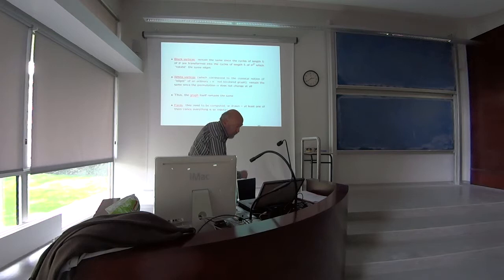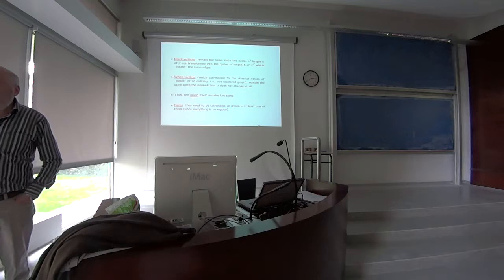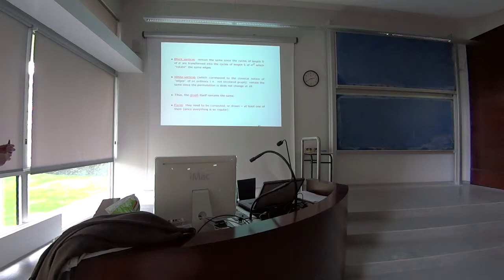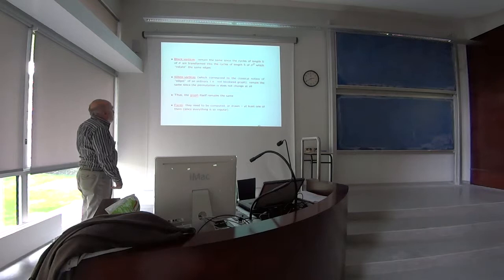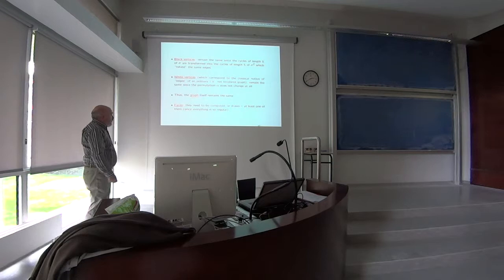So the black vertices remain the same, since in sigma there were cycles of order 5, and sigma square is also a cycle of order 5 with the same points. The white vertices I didn't touch at all. They correspond to the middle points of the edges. So the graph remains the same, since black and white vertices remain the same.